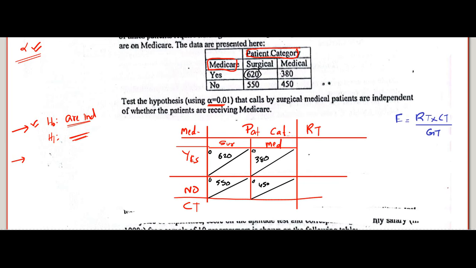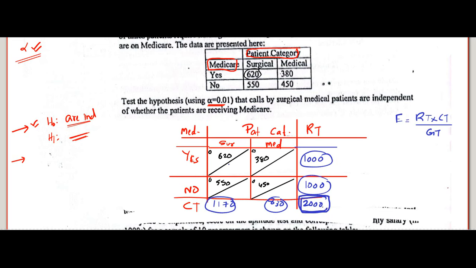So we go for the row total now. 620 plus 380, that is obvious, 1000, 520, so that will be 1170 and 830. Double calculate, I am doing it a bit fast. So the total is 2000. So the grand total is here, grand total is 2000.